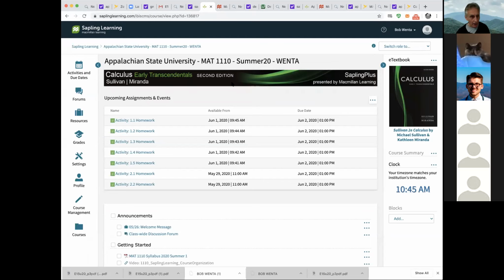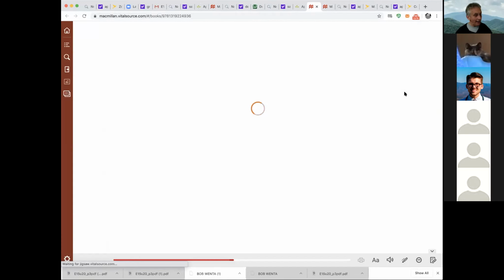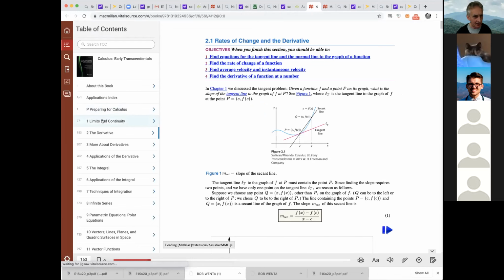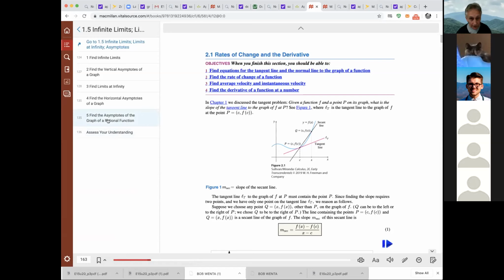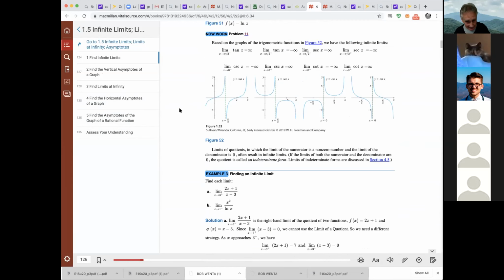I want to look at section 1.5 in Sapling, in the text. I want to go through some of the things that it says in the text, and you can go back and look at this yourself. Let's go to 1.5. Okay, here, example.